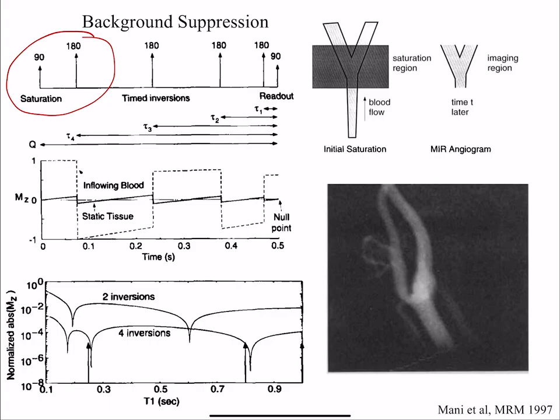Here he's showing, and this is a log scale, that with just two inversion pulses you've nulled tissues over a large range down to about 1% of their value, and with four inversion pulses you're down to about 10 to the minus 4. So you can basically kill all the tissue in the background. Where is that useful? Well, if I can null out the tissue in the background, and then I have blood flowing in that's not nulled out, then I can get an angiogram, right? I can see what hasn't been nulled out. The blood that's not in the background appears and everything else is black.